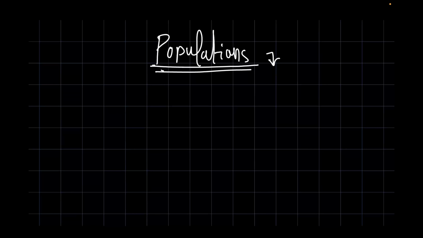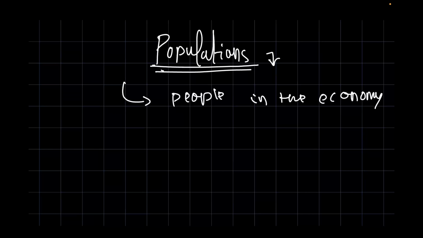I'm assuming you should probably know this by now. A population essentially refers to all of the people in your country, in your economy. So the population of an economy generally can either grow, which means rise over time, or it could decline and begin decreasing over time.